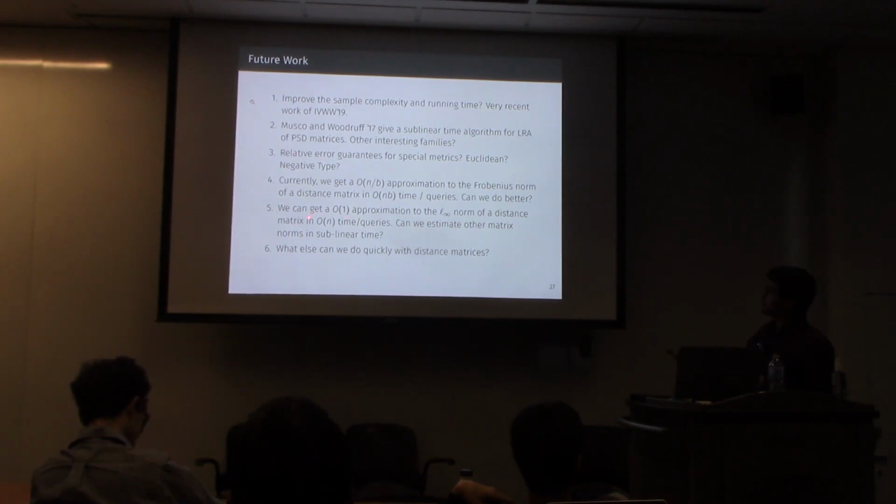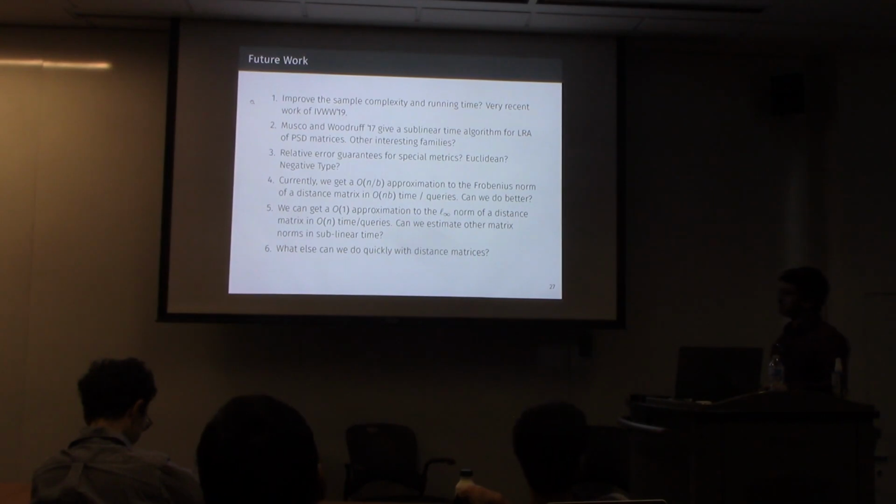So we saw that we can approximate the L infinity norm of a distance matrix by just reading the first row, up to a constant. Can we estimate other norms of distance matrices in sublinear time? And what else can we do quickly with distance matrices? All right, thanks.